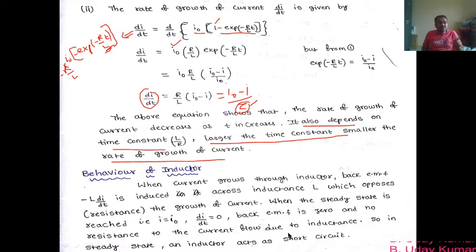Absent in the sense that you cannot completely remove that inductor from the circuit and keep it open. It stays there, but its resistance becomes 0. So that is what you have to understand. This is called a short circuit. That's it, this is the behavior of the inductor. So the inductor acts as a short circuit when the current reaches its maximum value. So this is the case of growth of current.